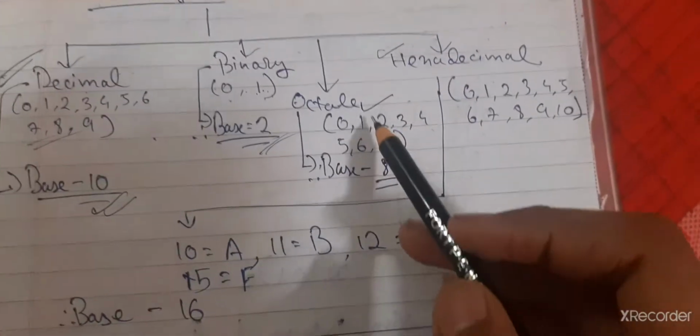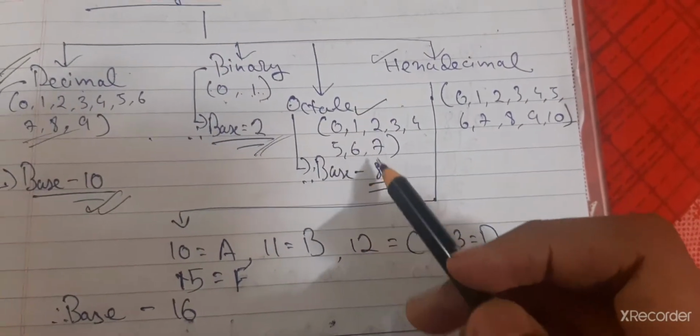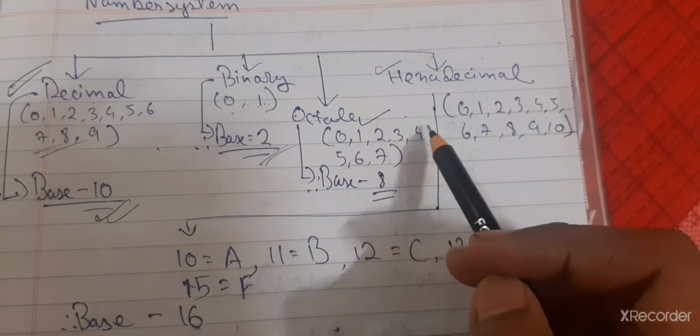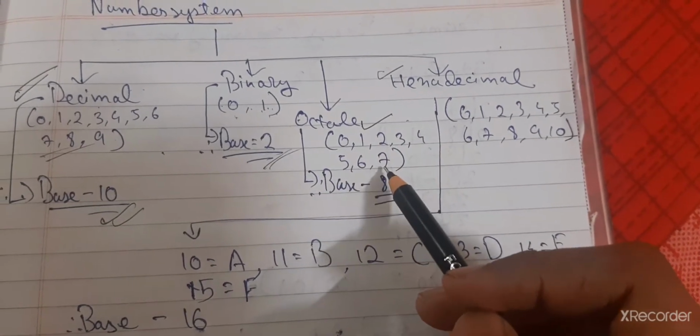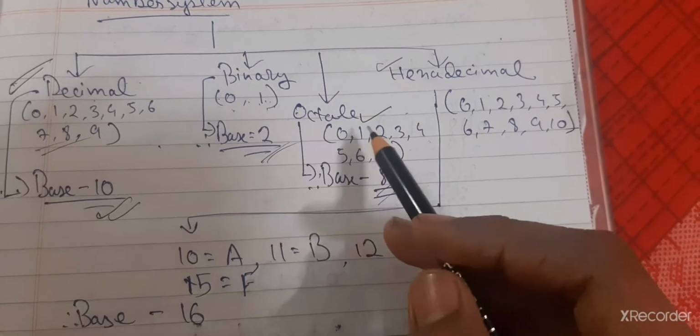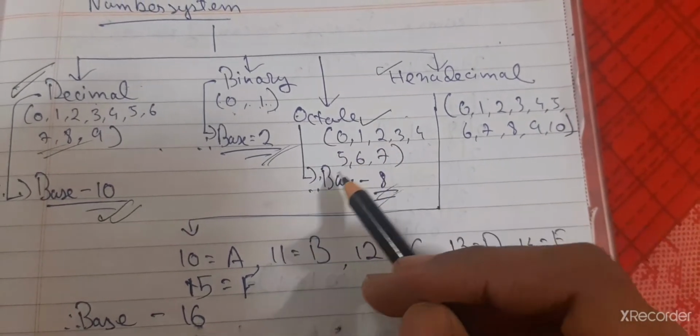Octal. In octal we have 8 digits. 0, 1, 2, 3, 4, 5, 6, 7, which has base as 8.